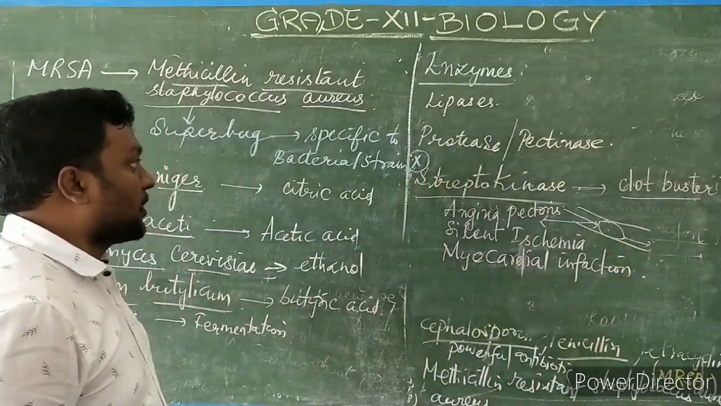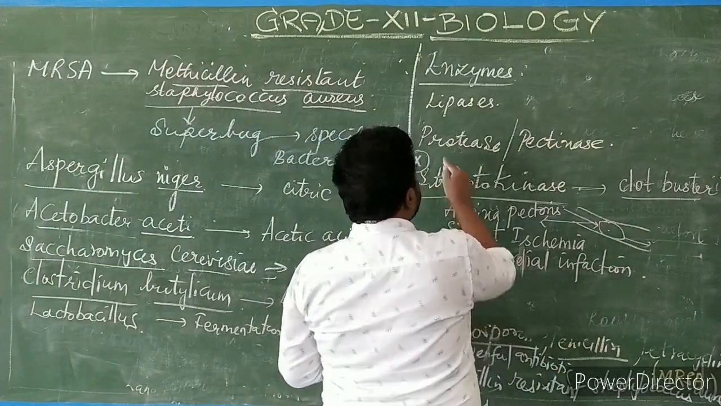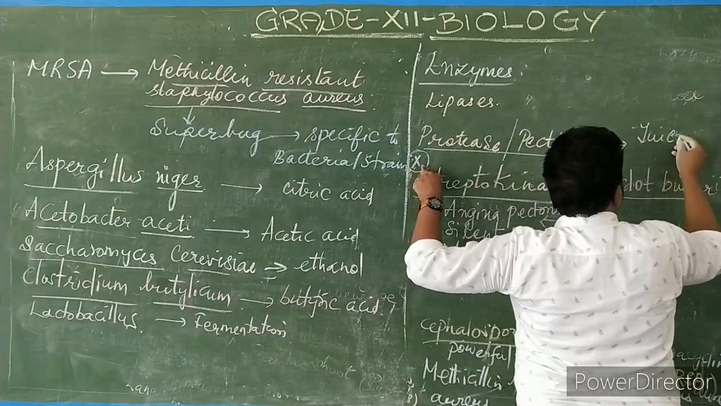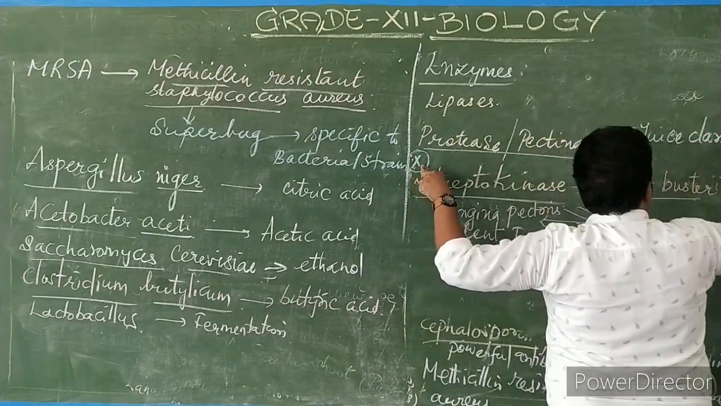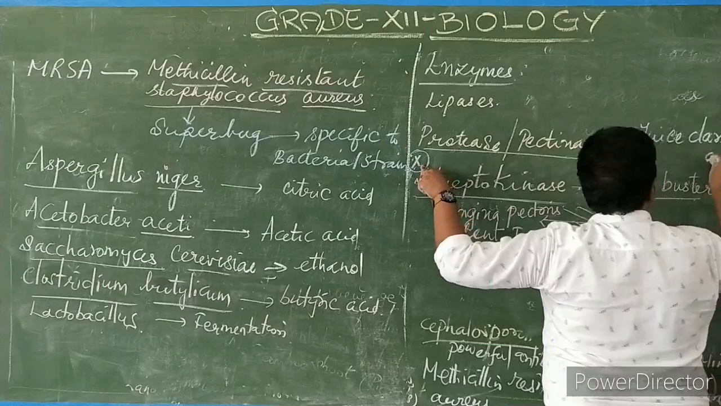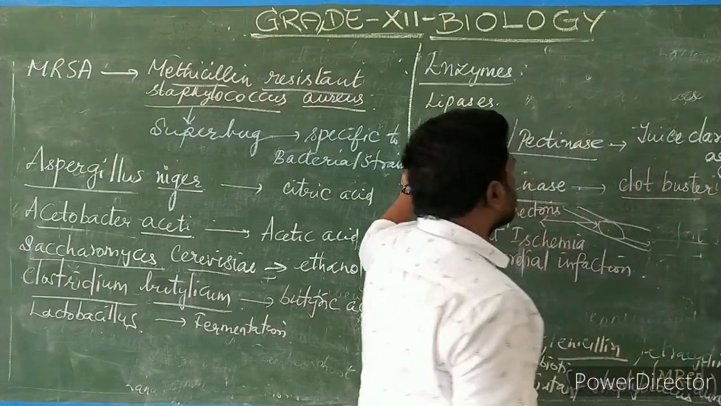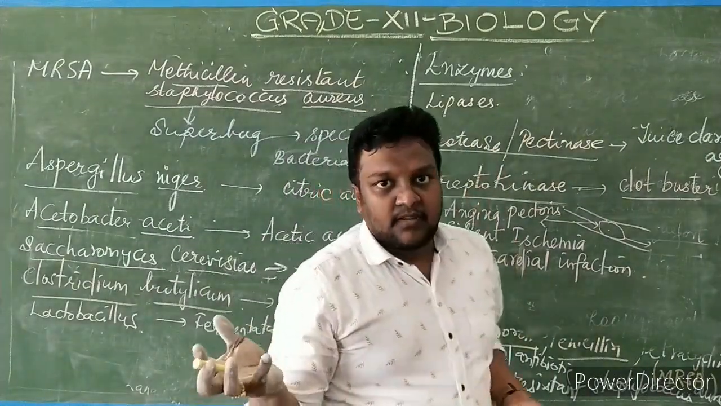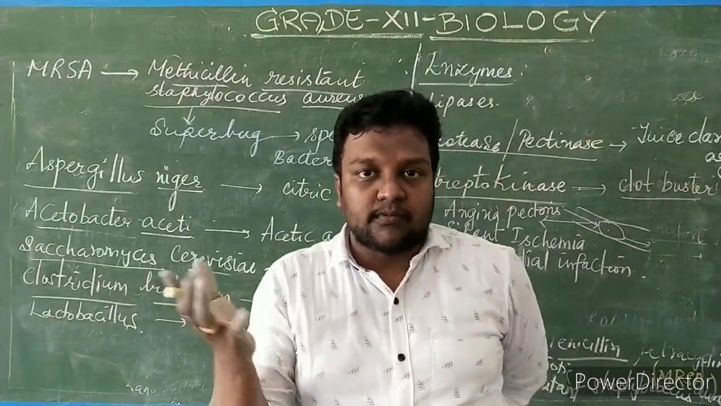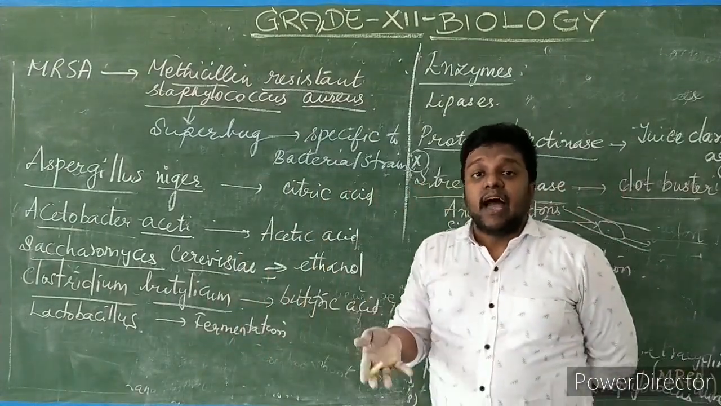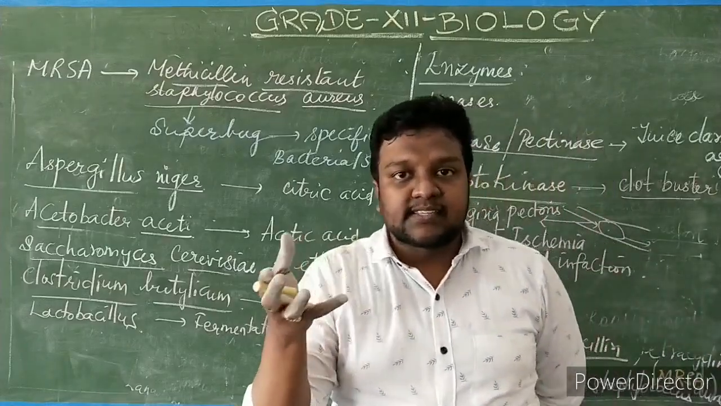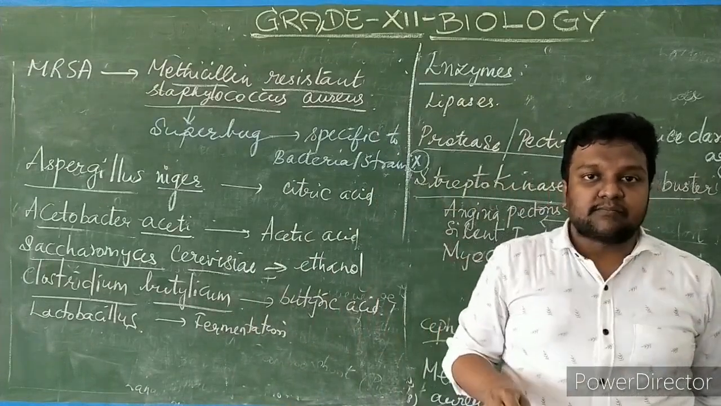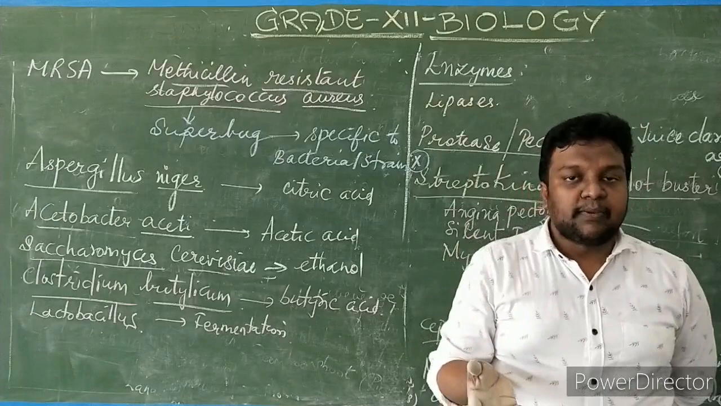Clot removing. Then protease and pectinase are used as juice clarificating agents. Because with pomegranate juice you would have seen turbidity forming. After filtering the seeds, some particles will be present. When we keep it in a container aside for some time, you can see the turbid form at the base of the container.